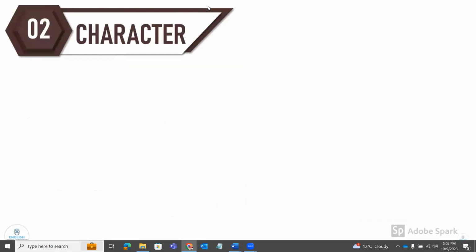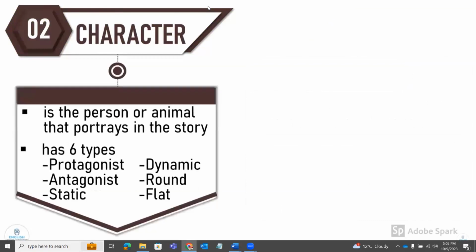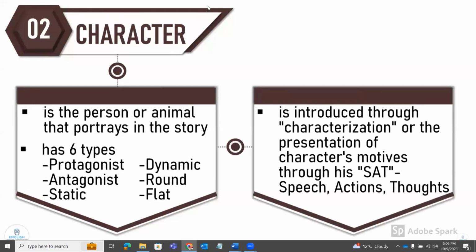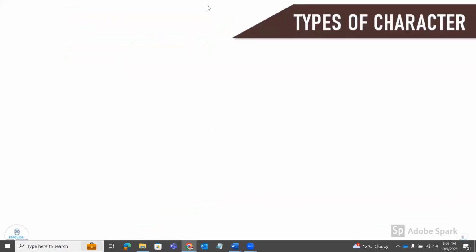Next is character. Character is the person or animal that portrays in the story. It has 6 types, which are protagonist, antagonist, static, dynamic, round, and flat. Also, character is introduced through characterization or the presentation of character's motives through his speech, actions, and thoughts. Let's now familiarize the types of character.